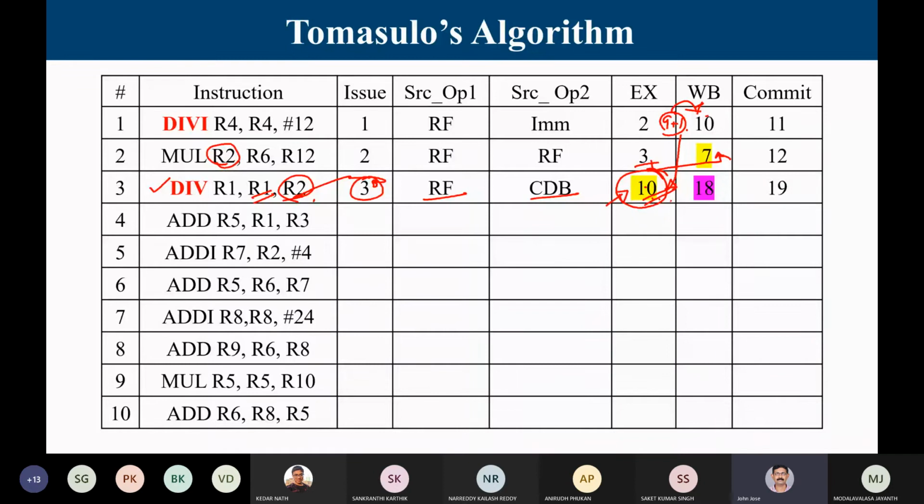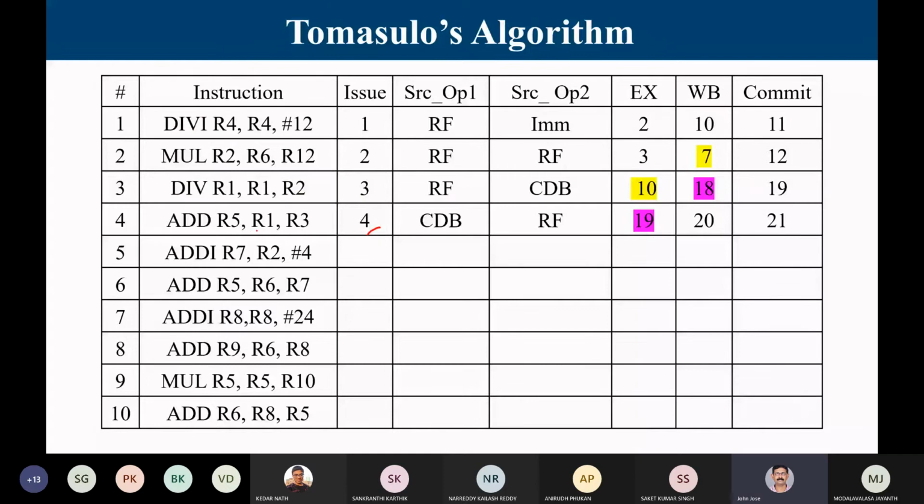Now it may take another 8 more cycles. So if the completion happens at 18, plus 1, 19 is my commit. So this has to be in order. Now I go to the fourth one. I can issue in the fourth clock cycle, the add operation.